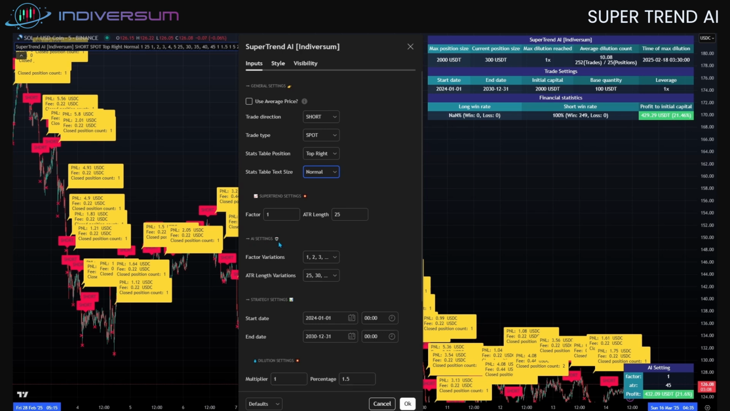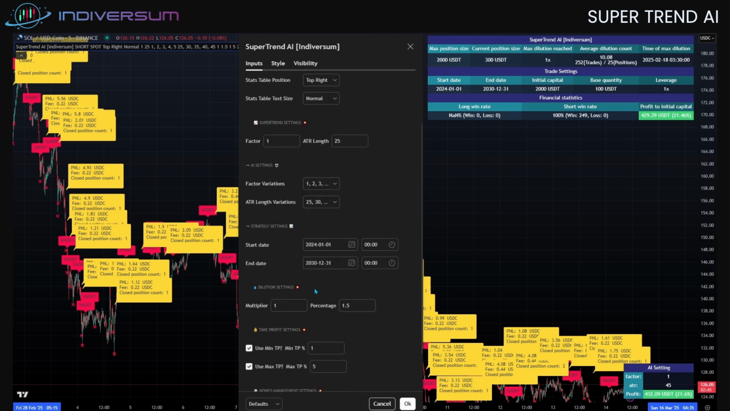In the AI settings, we can let the AI analyze and determine which configuration performed best. At the bottom corner of the screen, we can see the tested values, which one was the most effective, and how much profit it generated. Next up, strategy settings. Here, you can set the start and end points for backtesting your strategy. This helps you analyze past performance.